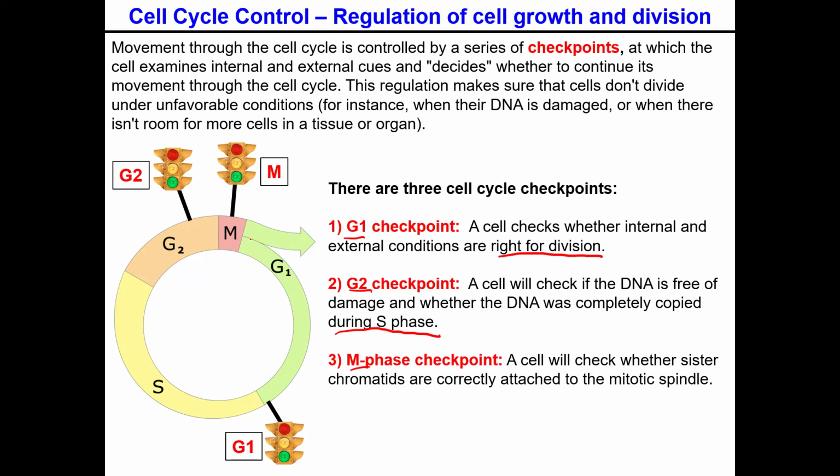And then finally, right before we go through mitosis, the cell is going to check whether sister chromatids are correctly attached to the mitotic spindles, so it can actually pull apart and distribute that DNA from the original cell to the daughter cells. Again, we have these 3 checkpoints to make sure that everything is going exactly as planned. Then, from our original cell, we are going to end up with 2 identical daughter cells.